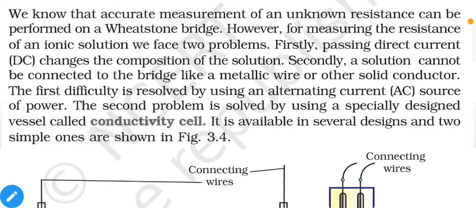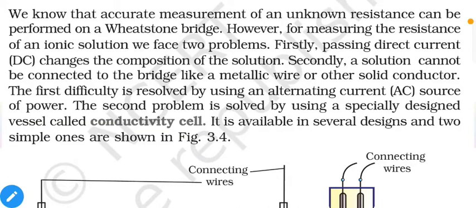First, when using DC current, it can change the composition of the solution. Suppose you have CuSO4, NaCl or ZnSO4 solution, it will change the composition and give an oxidation or reduction reaction. That means our solution can't remain pure, it will participate in a reaction. So we can solve it by using AC current.